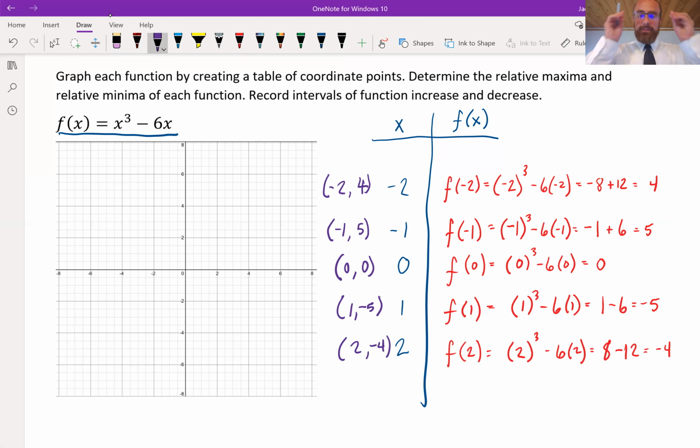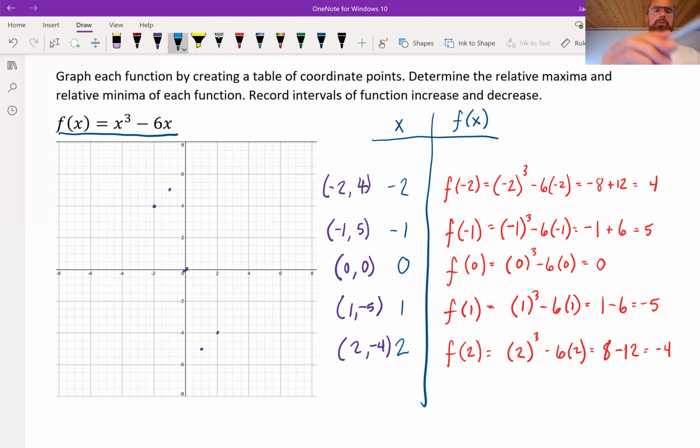Well, let's graph this function. At -2, we saw our value was at 4, the corrected value. -1 is at 5. We go through the origin, and then at positive 1, we're down at negative 5. And then positive 2, we're at negative 4.